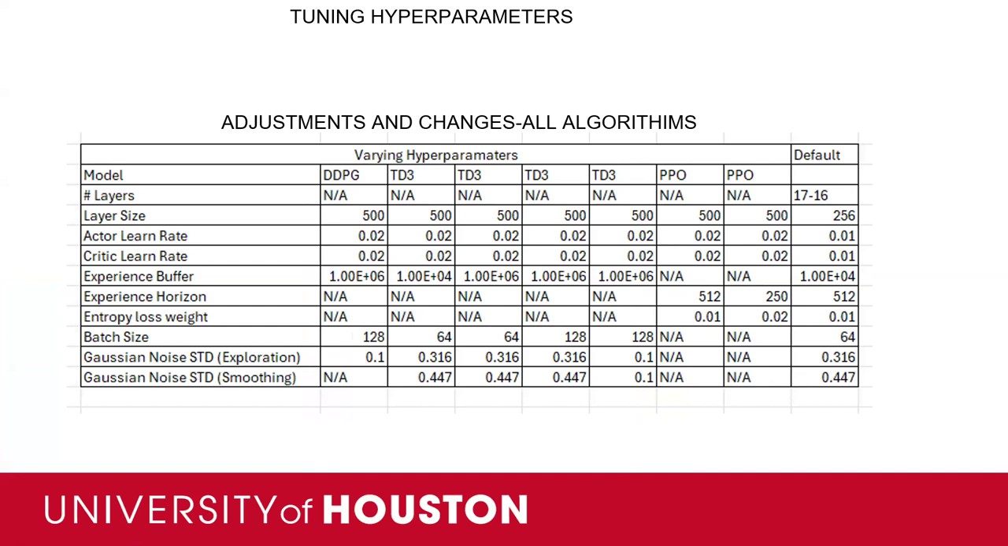From here, we tried tuning the hyperparameters. We had a working DDPG. We wanted to get the other algorithms to work. And as you can see, we focused a little bit more on the TD3 because it's so similar to the DDPG. What we tried doing was adjusting the width of the network, and we adjusted the hyperparameters a little bit at a time.